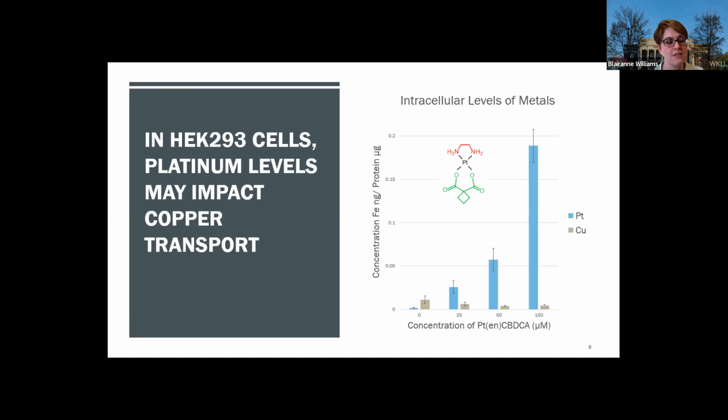One of the caveats of this assay: we're using atomic absorption because the platinum and the copper concentrations are just very low in the cell after exposure. And so this instrument's more sensitive compared to other instruments that we have access to.